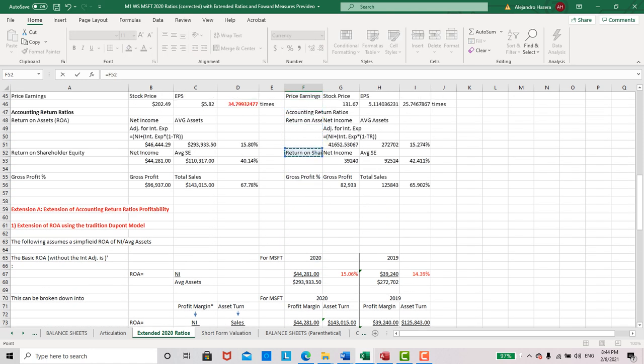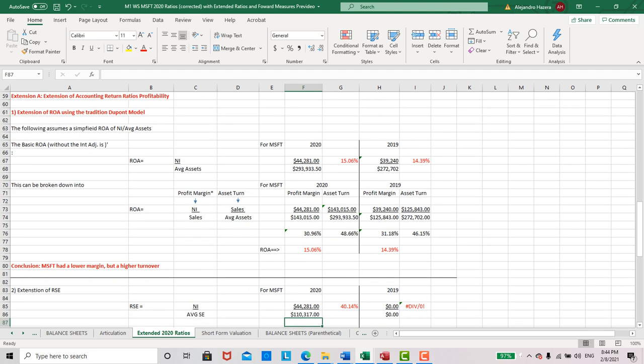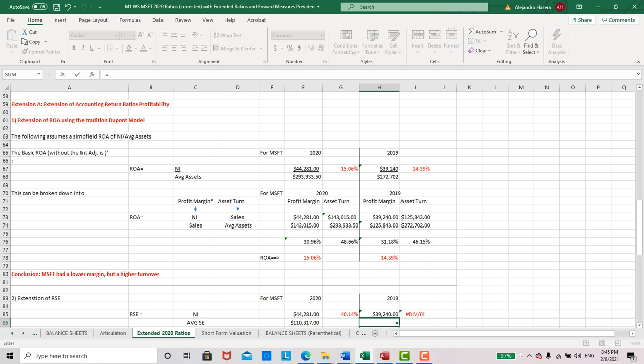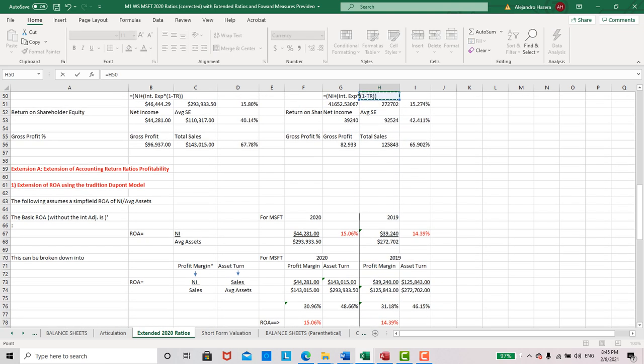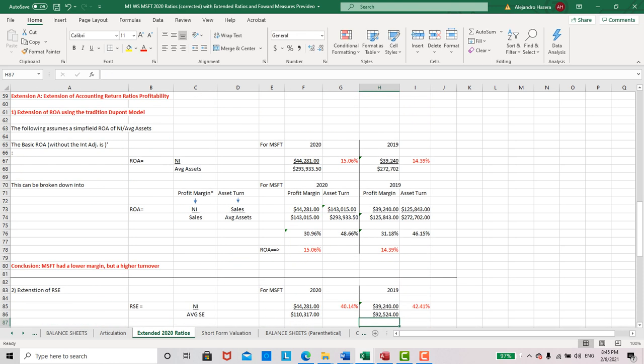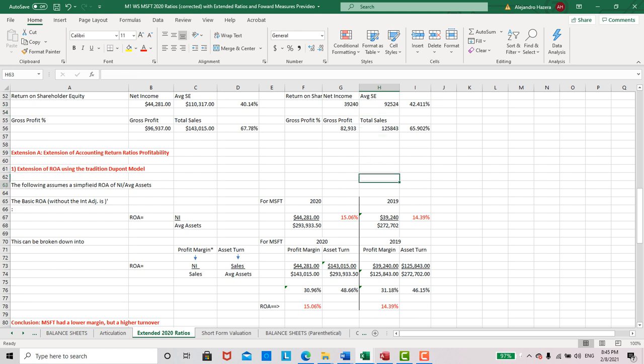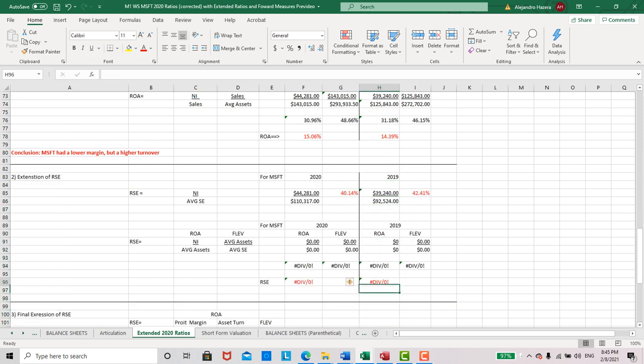Okay, so we had return on shareholders' equity of 40.14 in 2020, and for 2019 we have a return on shareholders' equity of net income of 39,000 divided by average shareholders' equity of 92,000, which gives you 42.41, which is what you get. So far, I'm just repeating the numbers.